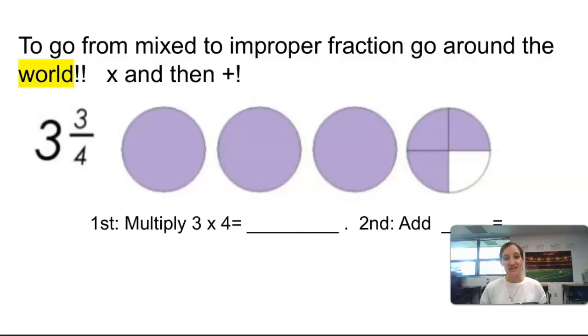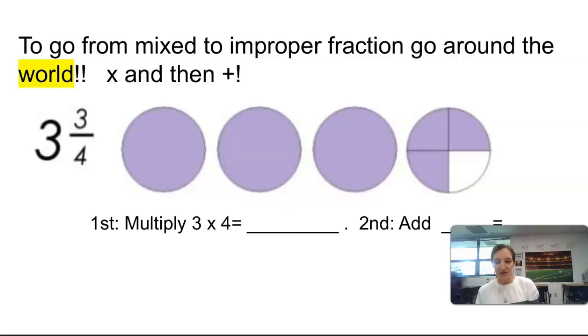So the first thing that we're going to talk about is how to take a mixed number like 3 3/4 and turn it into an improper fraction, which will be useful later on in math. When we do some other operations, you'll need to have it in improper form to be able to multiply and divide. So that's why we're learning how to do this. Otherwise, you'd be like, why can't we just leave it mixed? That's why. Okay, so the first thing I want you to know is that I call it go around the world, and I'll show you why.